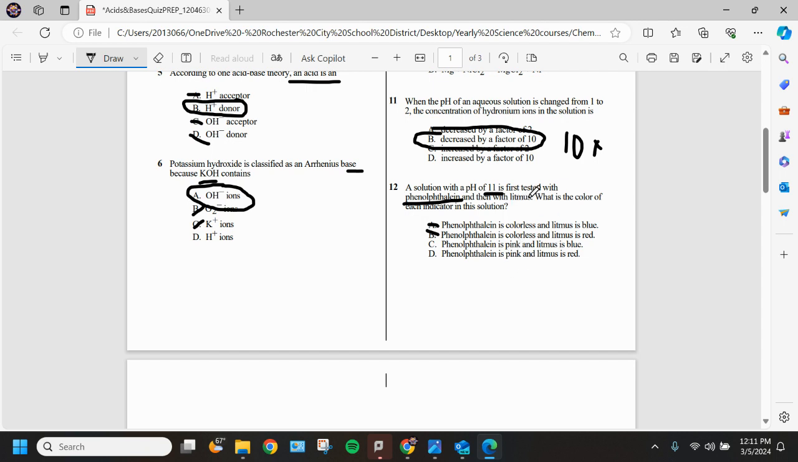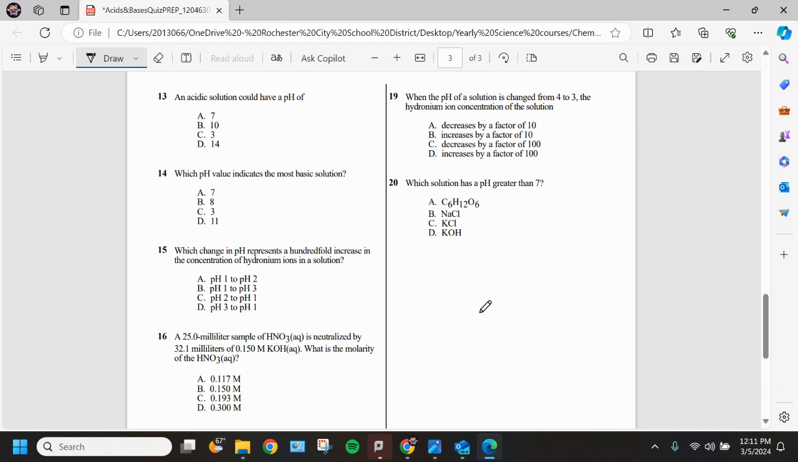I need that. And then litmus. Litmus, 11 is to the right of 8.3, so it's going to be blue, according to the reference table. I didn't cut and paste that reference table to show you, but I'm just reading it, and I'm guessing you can read along with me. All right, moving right along. On to 13, we've got to get through 20 of these.